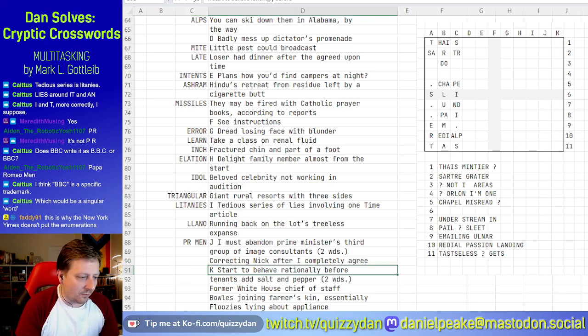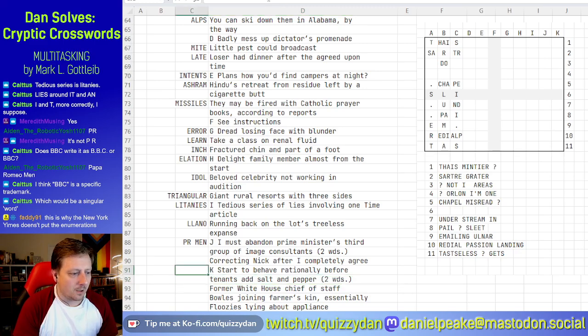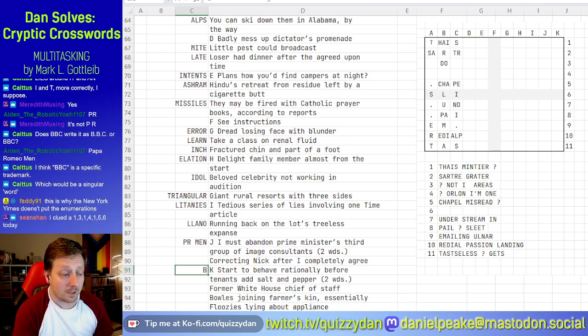Start to behave rationally before tenants add salt and pepper. I'm assuming it's season. Oh no, hang on. Two words. Start to behave is B. And it could be BR because it's behave rationally. Before tenants, renters. And then add salt and pepper. So I want it to be like season.